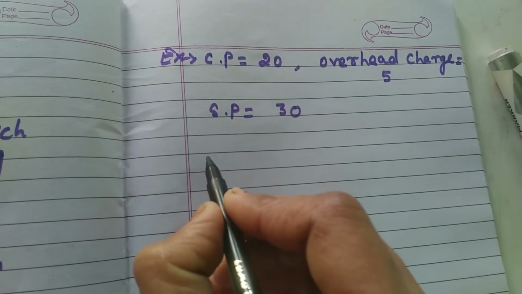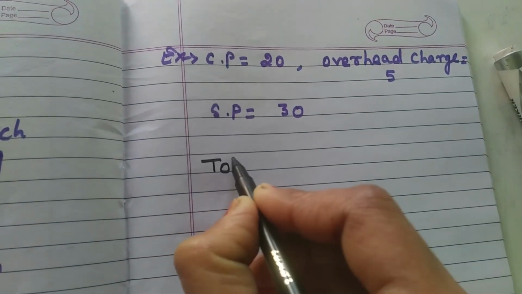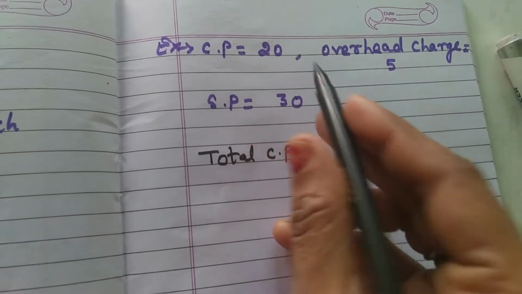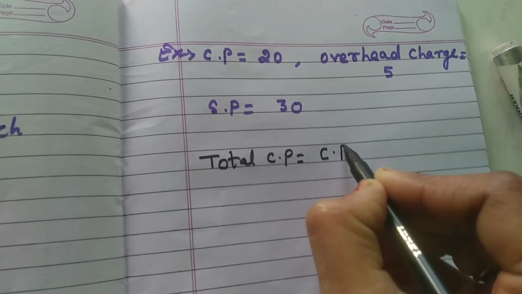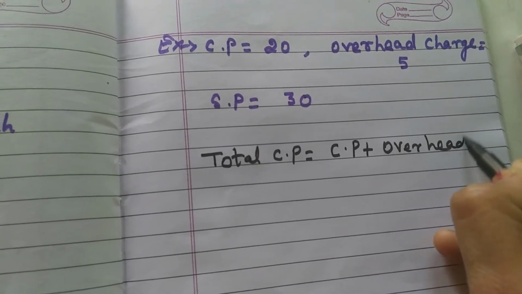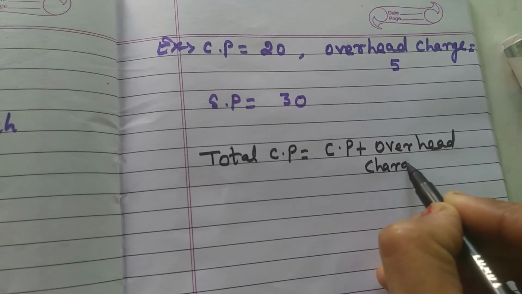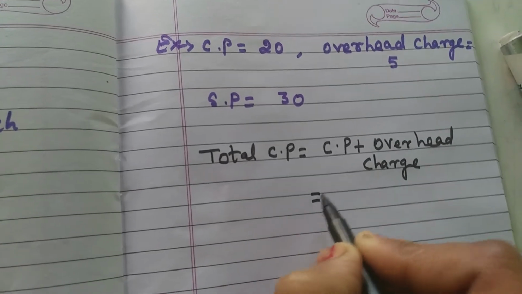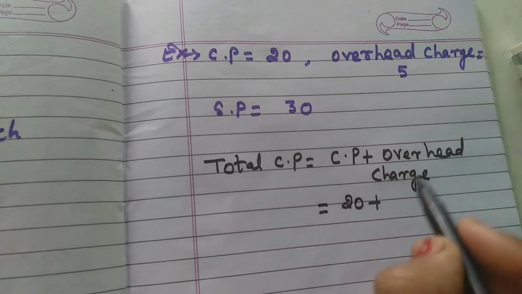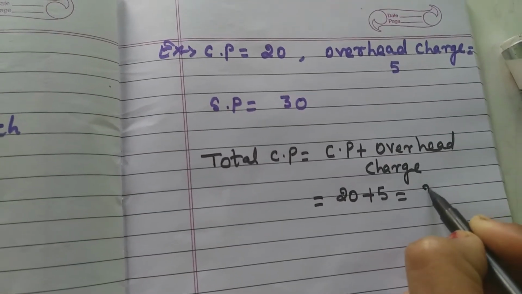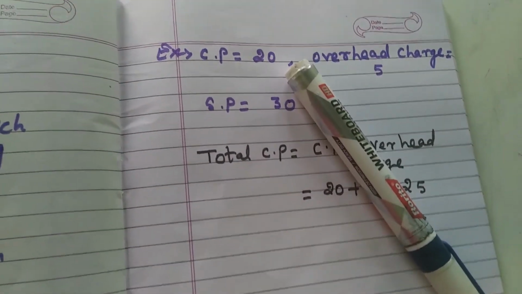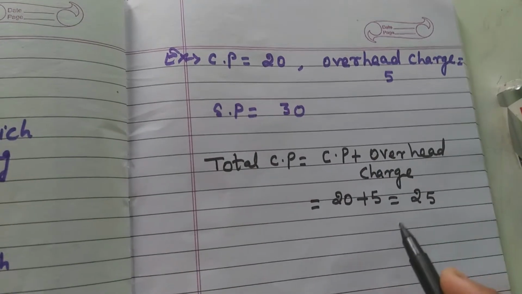So what you will do, you will add it in your cost price. Okay. So how you will calculate total CP? The first step for this kind of question is total CP is equals to CP plus overhead charges. Okay. CP plus overhead charge. And you can see here CP is 20 rupees and overhead charge is 5 rupees. 25 rupees is the total CP of this marker. Okay.